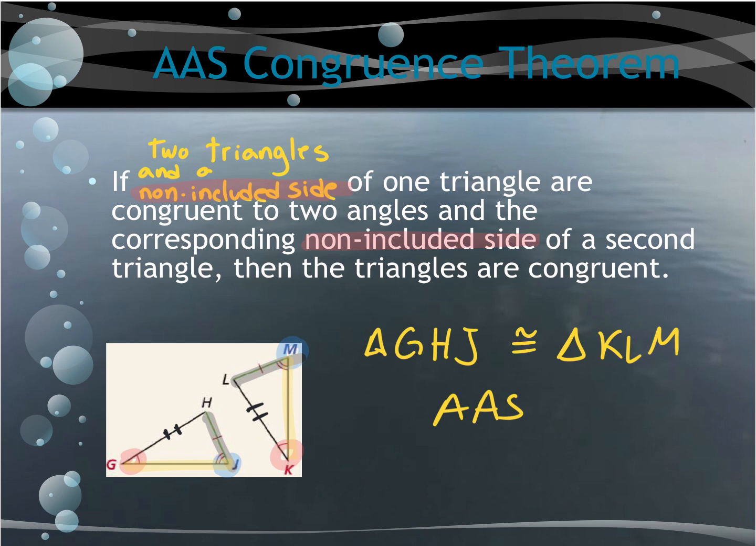If you guys ever forget the order of things, you can write side-angle-angle, and it's also okay. Flipping it is fine, but you're never going to get a theorem that is SSA. So SSA is not a thing, but AAS is, okay?